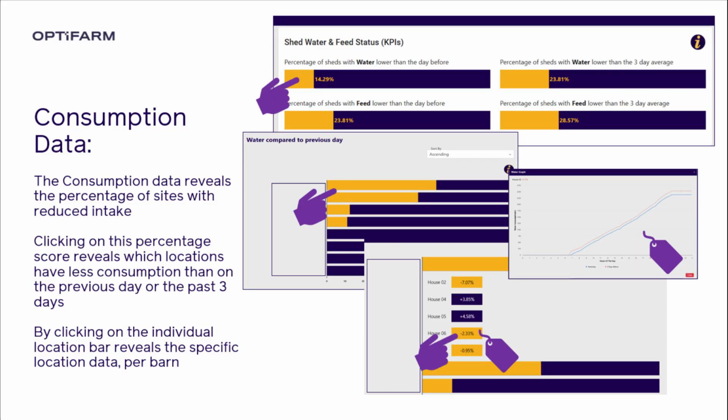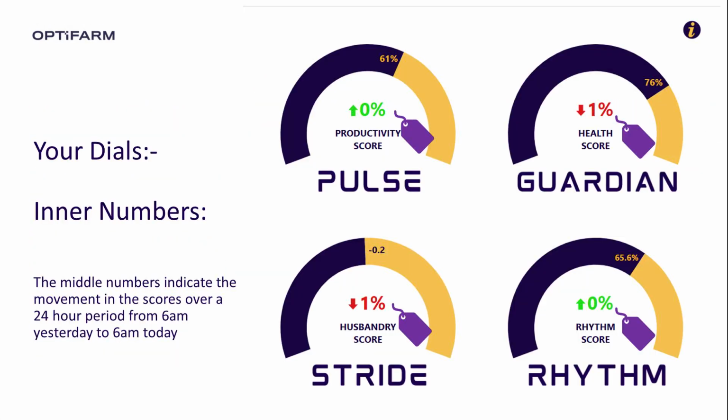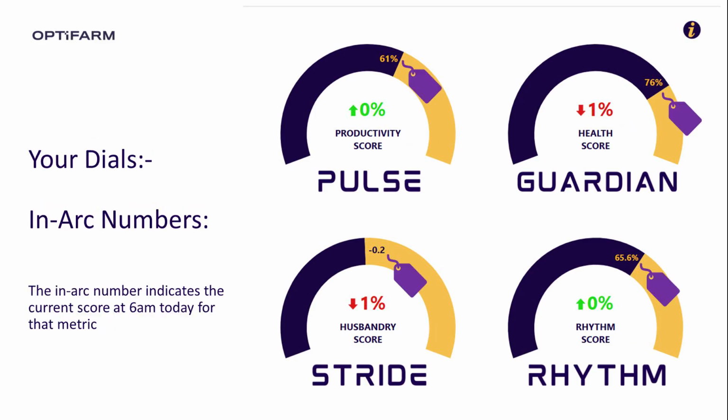If we then focus on the home screen dials, the inner numbers on the dials indicate any movement in the score since the previous day. These metrics are designed to track daily changes in productivity, health, husbandry, and rhythm. The numbers within the arc itself represent today's actual score for each metric. These figures provide today's snapshot of your farm's performance, allowing for quick assessments and understanding.